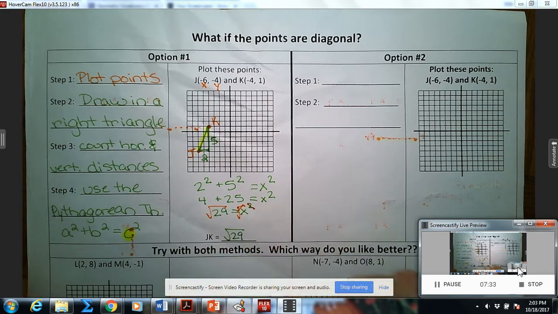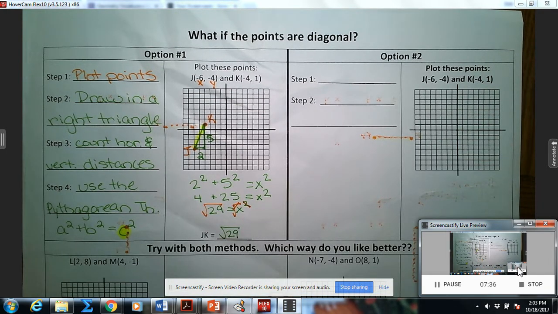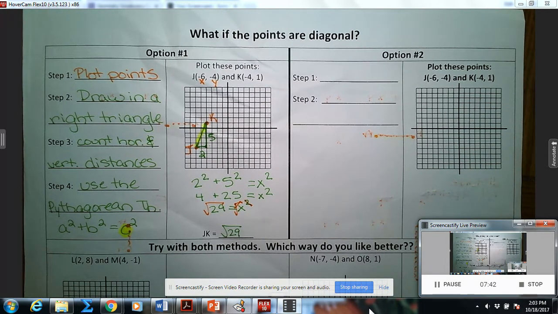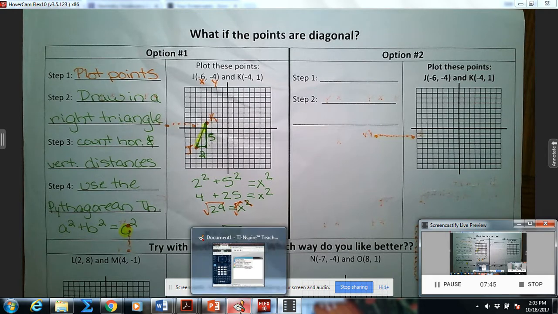Square root of 29. 29 is a prime number, so I know that I can't break it down any further. That is an exact answer. But I'm going to use my calculator to convert that into a decimal because that might be more practical.